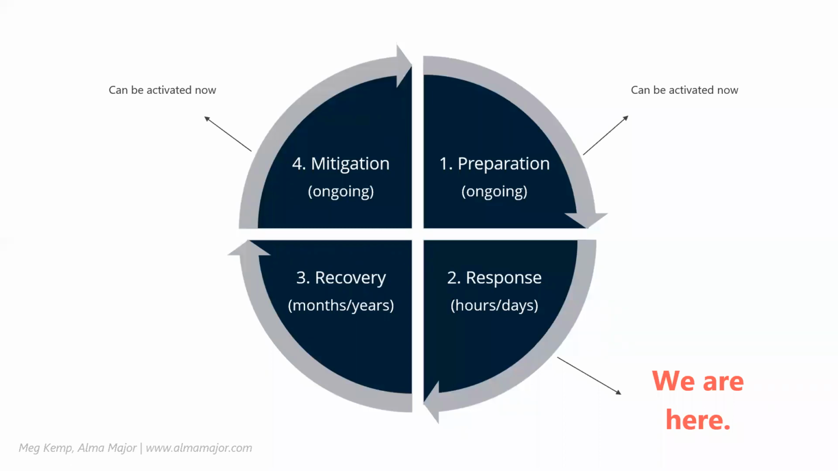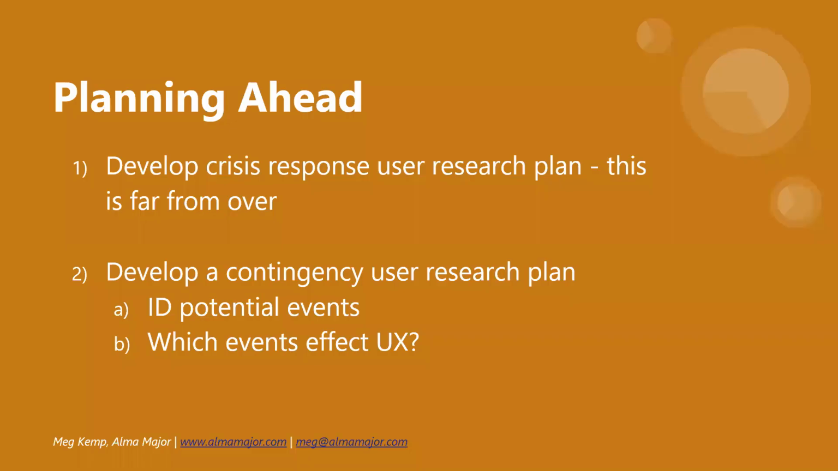So this is a 4-step disaster management process diagram that is likely very familiar to all of you, but I think this is relevant across all activities during COVID-19, including designing for and with the user. Right now we're in response, but I think that there are things that we can do in the preparation and mitigation phases that we can activate now. Next slide, please.